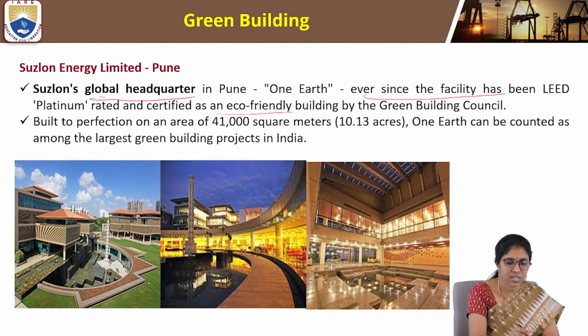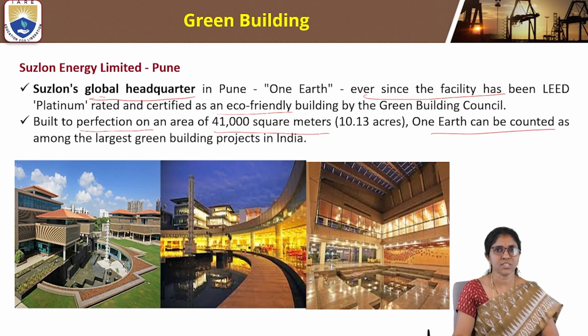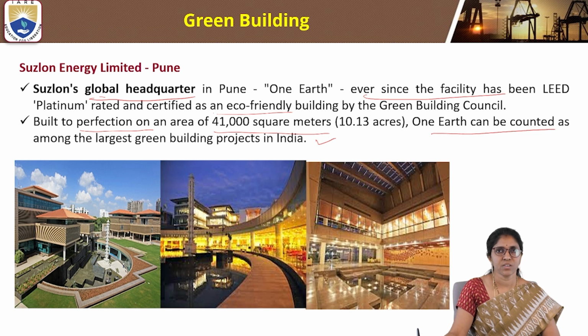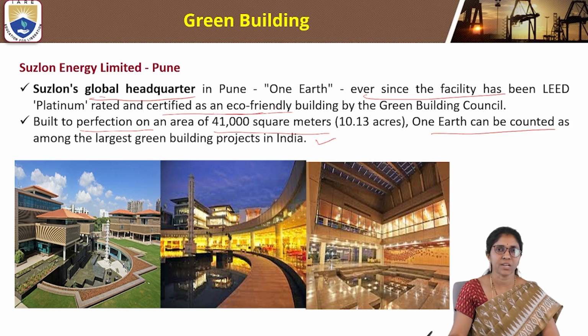It is built to perfection on an area of 41,000 square meters, which means 10.13 acres. It can be counted among the largest green building projects in India. This is the area of Suzlon Energy Limited Pune, 10.13 acres, rated platinum and certified as an eco-friendly building.